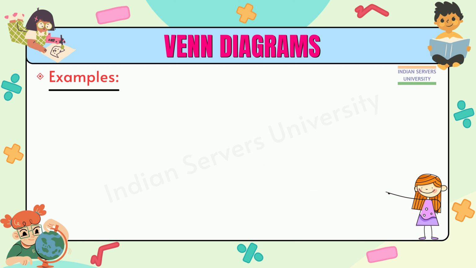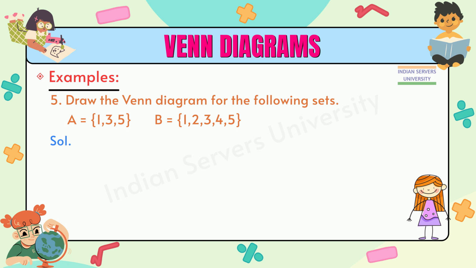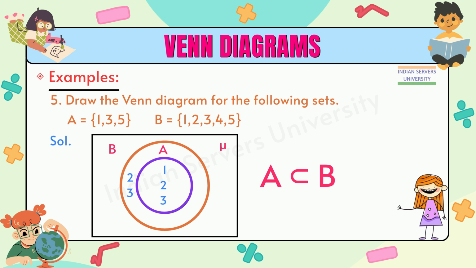Next one, draw the Venn diagram for the following sets. So, A equals the set of 1, 3, 5. B equals the set of 1, 2, 3, 4, 5. So, ఇక్కడ A అనేది B కి సబ్సెట్ కాబట్టి B లోపల A ని డ్రా చేస్తాము. So, ఇప్పుడు A లో ఏమేమి ఉన్నాయి? 1, 3, 5. అవి కాకుండా B లో ఏమేమి ఉన్నాయి? 2, 4. So, this is the Venn diagram.